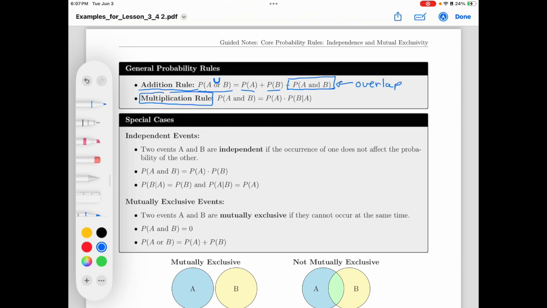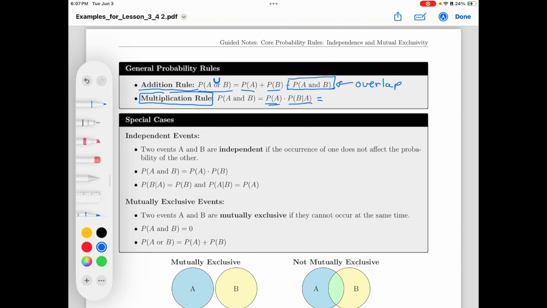Now, the multiplication rule is used when we're trying to find a probability of an AND statement. The probability of an event A and B is equal to the probability of A times our conditional probability, the probability of B given A. This is when we assume that event A has occurred. So to find the probability, we find the probability of A times the probability of B given that A has happened, or that the assumption is true.